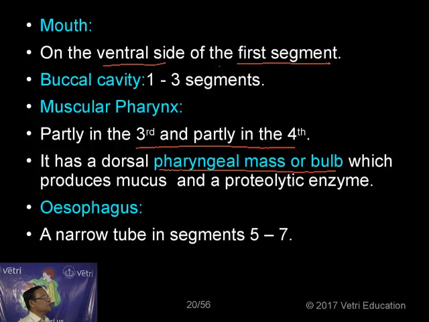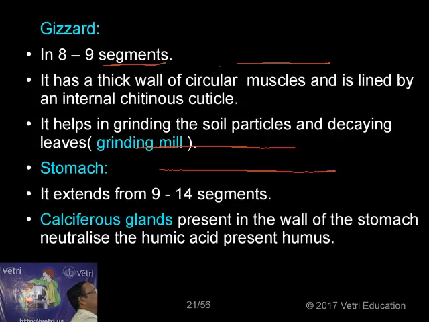Then the next one is the esophagus, starting from 5 to 7. So 3 and 4 we have just the pharynx. Then 5, 6 and 7 we have the esophagus, which is normally narrow in nature.